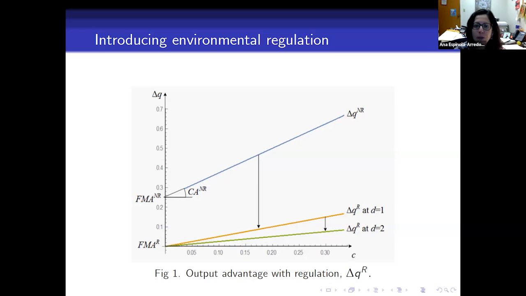However, when firms become more asymmetric, so when the leader's cost efficiency increases, we still observe the leader's output advantage, although this output advantage decreases when the environmental damage increases. This also makes sense because now the leader will face more stringent emission fees, which reduces the leader's output advantage.